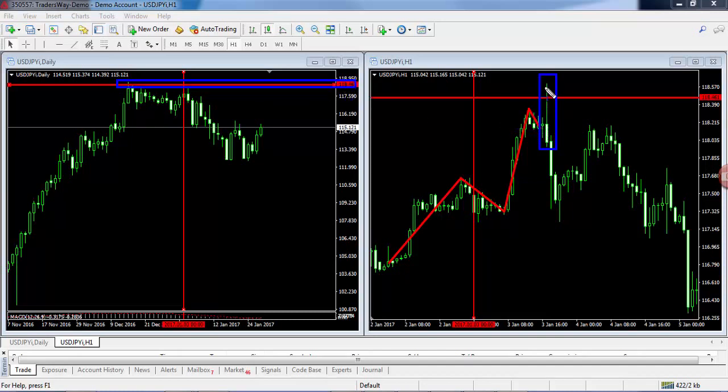So this is exactly what we're looking for. We're looking for price rejection at 118.46, and this is what happened. As price gets into this level of resistance, this is where your trading opportunity lies. Once price does this and gets up into here, this is what we could actually have done.